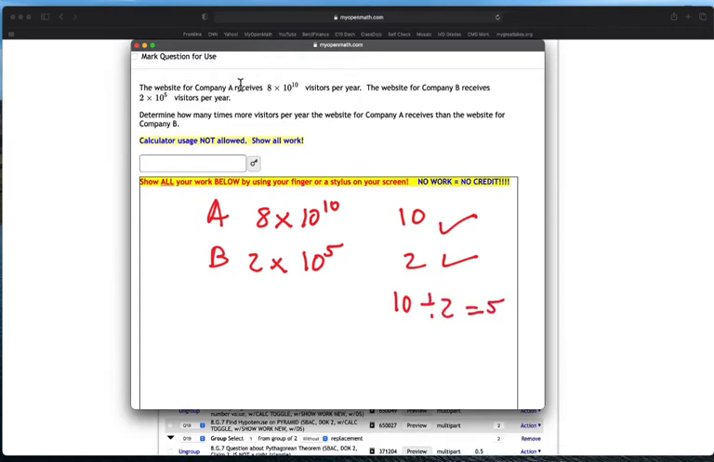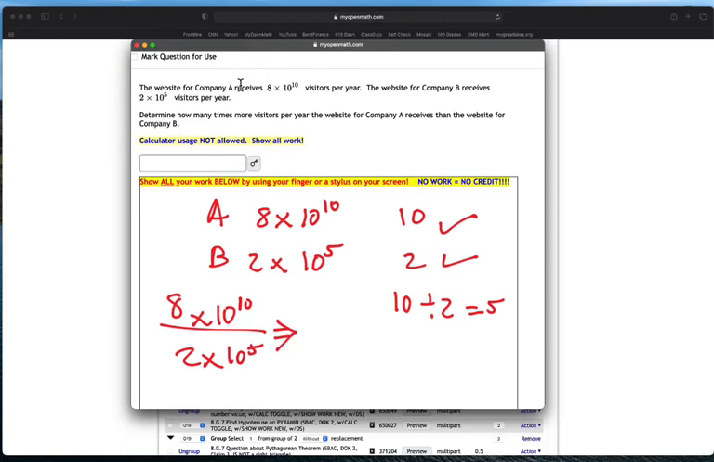So what that tells you in this particular problem is that we need to divide these two numbers to figure out how many times more visitors per year the website for Company A receives than the website for Company B. And this technique will work on all of these different types of problems, okay? So we've got Company A, 8 times 10 to the 10th, over 2 times 10 to the 5th. Writing a division problem as a fraction is just another way of representing division.